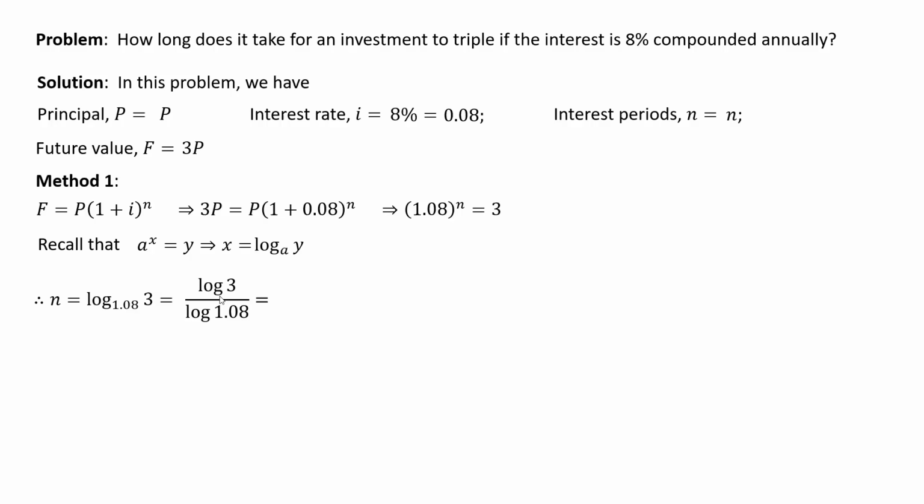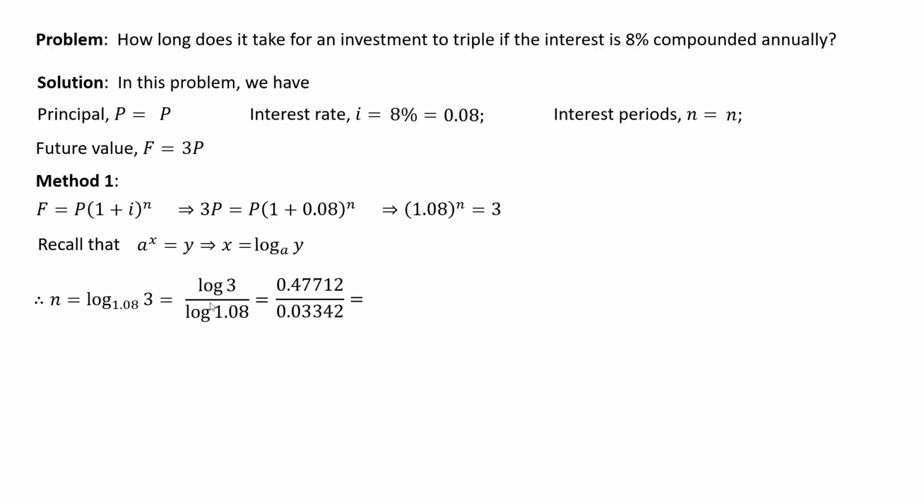Log. What's up with this log, man? What base is this? Well, if I don't say log base, the base is assumed to be 10. However, I could have said natural log of 3 over natural log of 1.08. As long as the base we are using on both the top and the bottom is the same, we are good to go. We can use base 10 like I did here, or we can use natural log, base e.